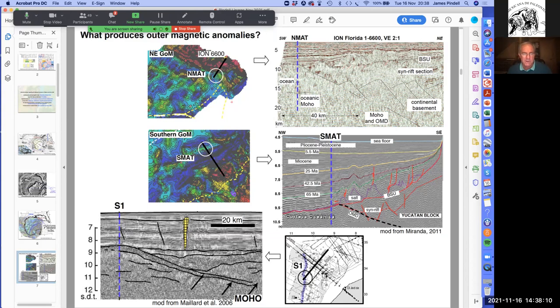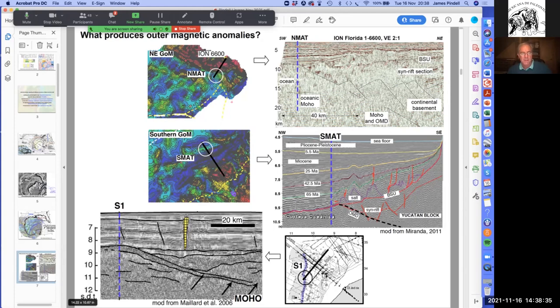Here is one of our southern anomalies and a seismic line across there from Miranda Canseco. It looks like this. Here comes the salt. There's the deforming salt in here. And again, the salt comes to the edge of the oceanic crust, but it doesn't go very far onto the oceanic crust. And there are other places around the world.